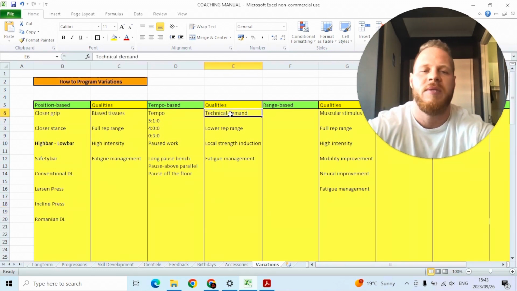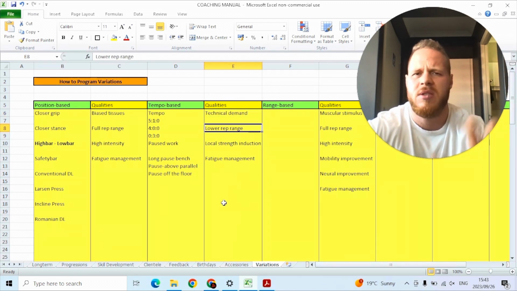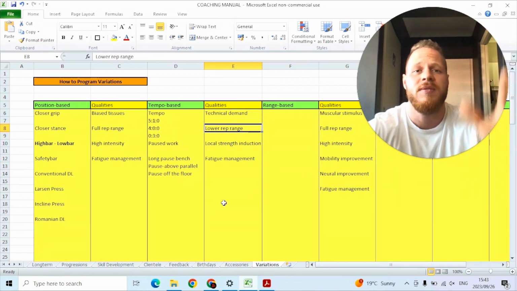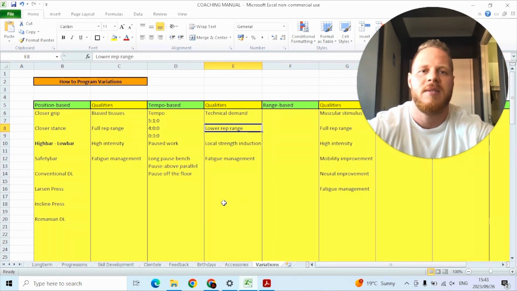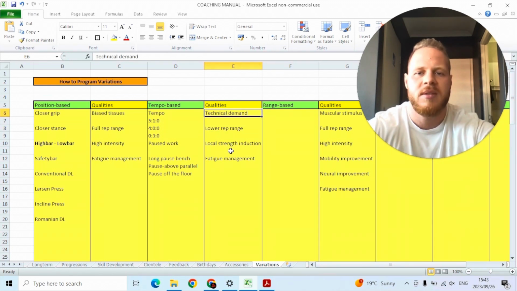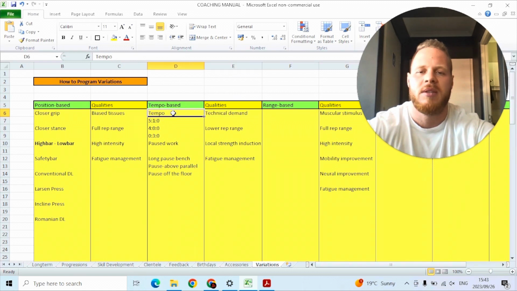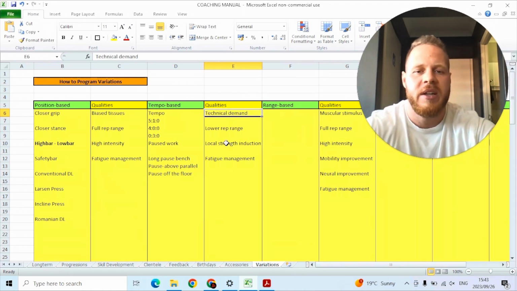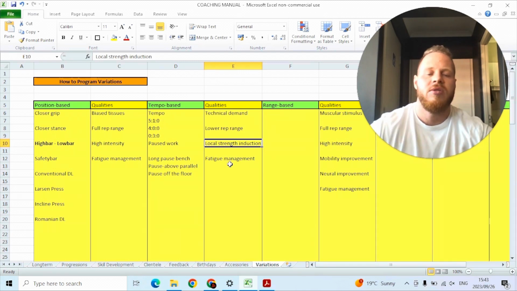We are talking about variations to the main lifts. And for that reason, it's all about technical demand, right? That's why we stick to the lower rep range. For the zero acceleration accessories, yes, you'll do sets of 10 reps, sets of 15 reps, sets of 20 reps even. But the purpose is different. But for the variation work, the main lift work, it's all about technical demand when we're doing tempo-based variations. Okay? So let's move on to the next one, which is local strength induction.